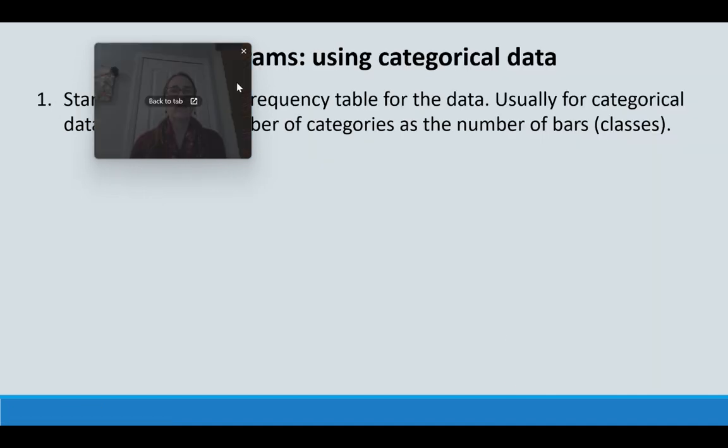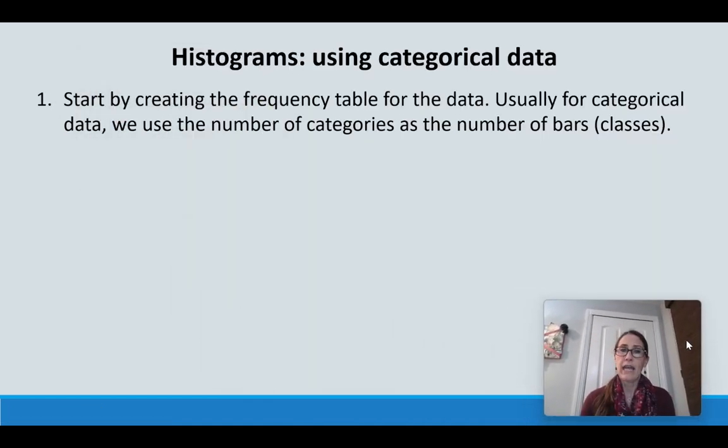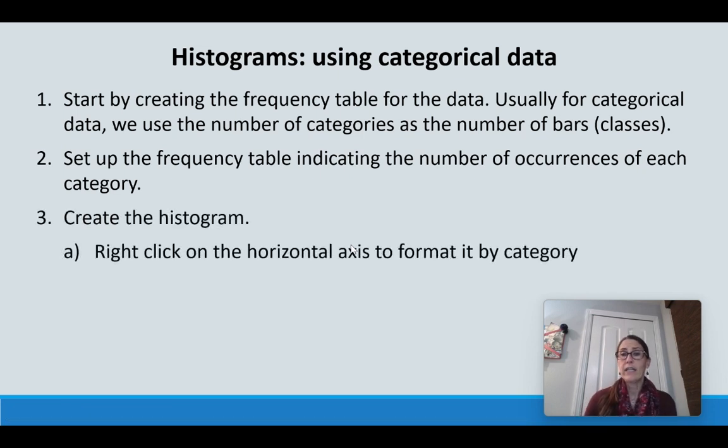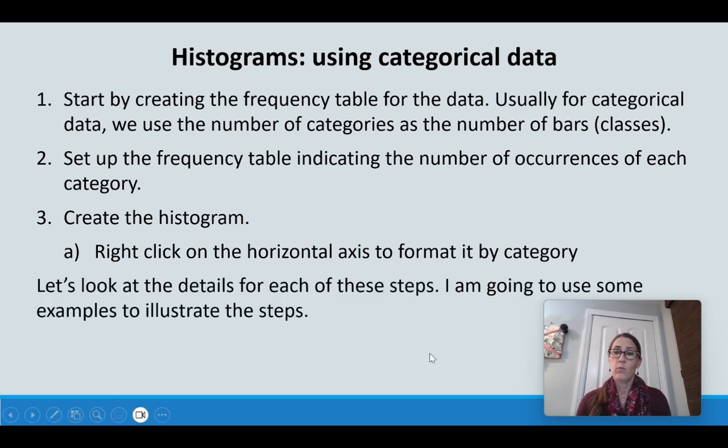So using categorical data, we are going to start with the frequency table first, even in Excel. And we use the number of categories as the number of bars, which might also be called classes or bins. So we're going to set up the frequency table indicating the number of occurrences of each category. Then we'll create the histogram. We'll do some formatting on it to make sure it's formatted by category. And we'll do this in Excel.